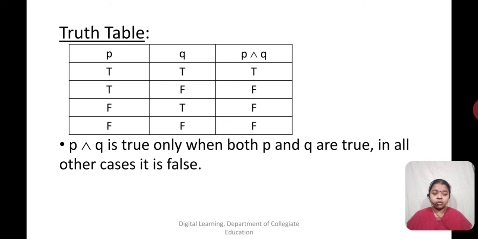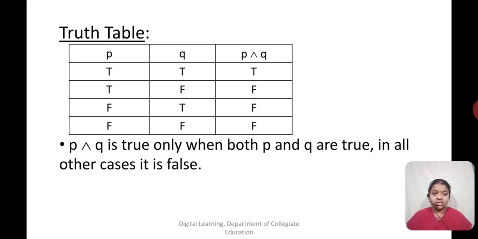The first column will be P, the second column will be Q, and the third column will have P and Q in symbol. When there are 2 different propositions, the simplest or shortcut way to write P is, in the first column, we first write 2 capital T followed by 2 capital F. In the second column Q, first we will write T, then capital F, and then we repeat the two things.